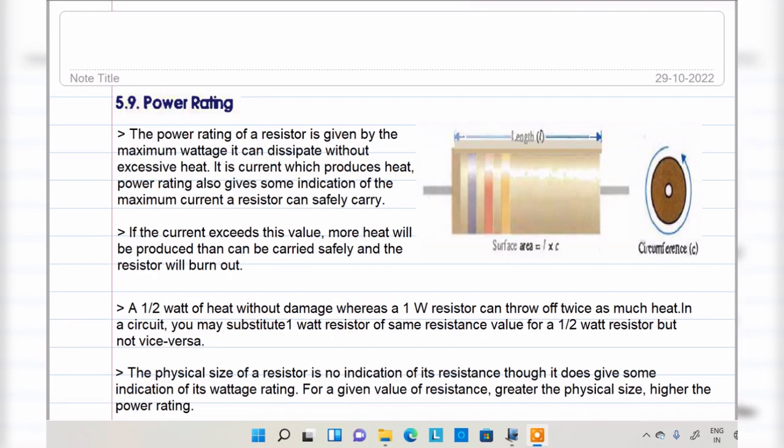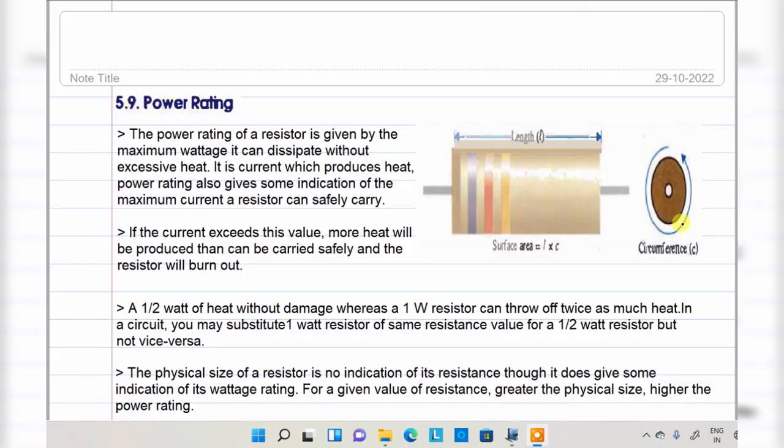Okay, next we are moving to the power rating. It is also very, very important. Looking at these diagrams, there is a length, a circumference, and the surface area is equal to L into C. This is a particular diagram. Color coding is also mentioned.